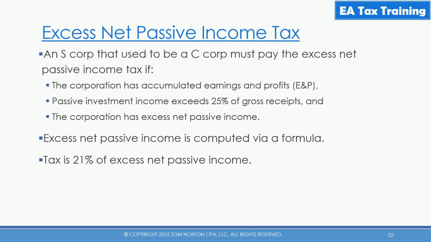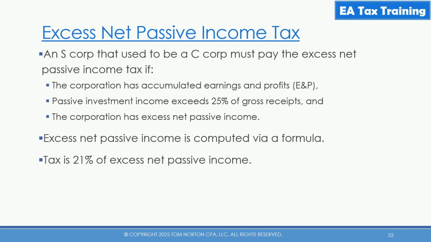Next is the excess net passive income tax. So this is similar to and related to what we discussed before with the S Corp losing its S Corp election due to passive income. So an S Corp that used to be a C Corp must pay the excess net passive income tax if the corporation has accumulated E&P, passive investment income exceeds 25% of gross receipts, and the corporation has excess net passive income.